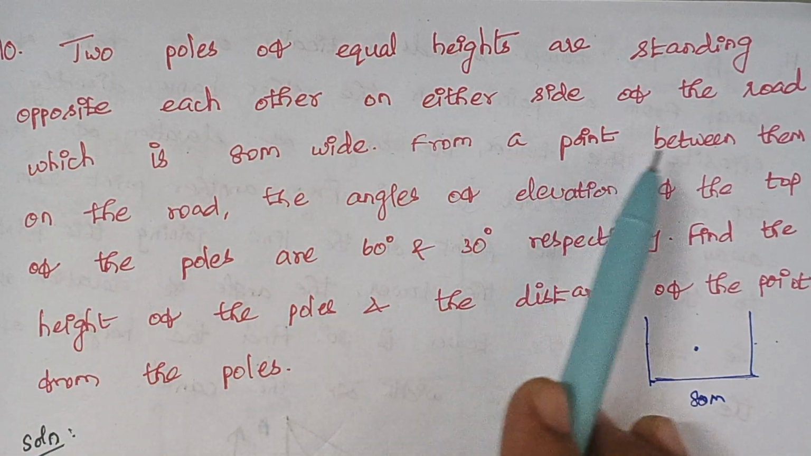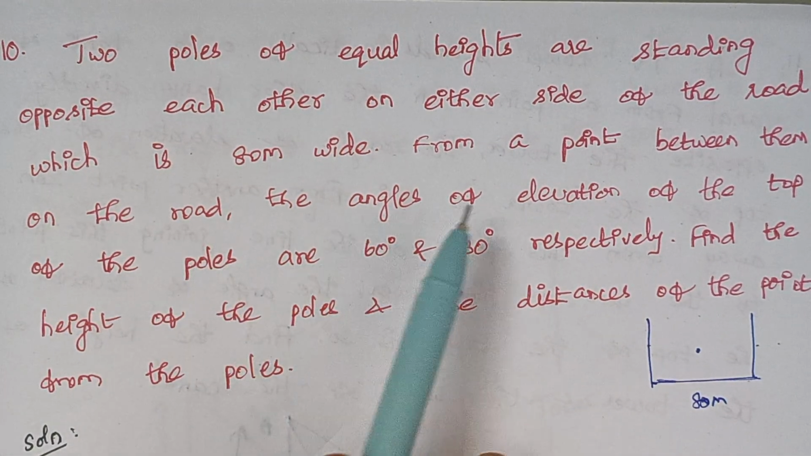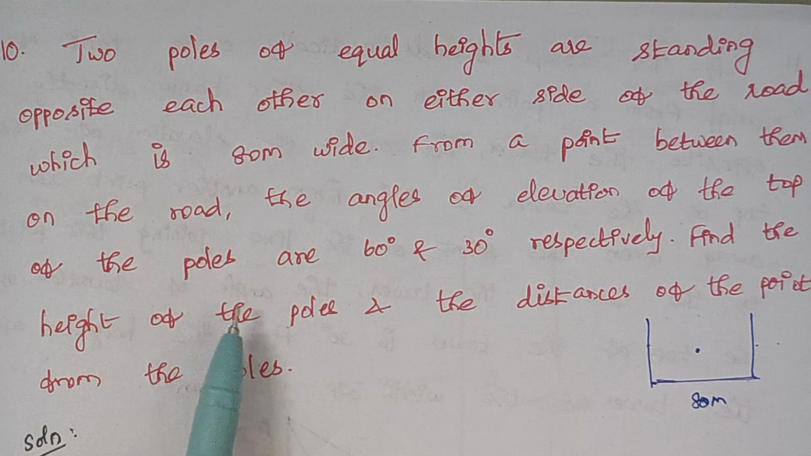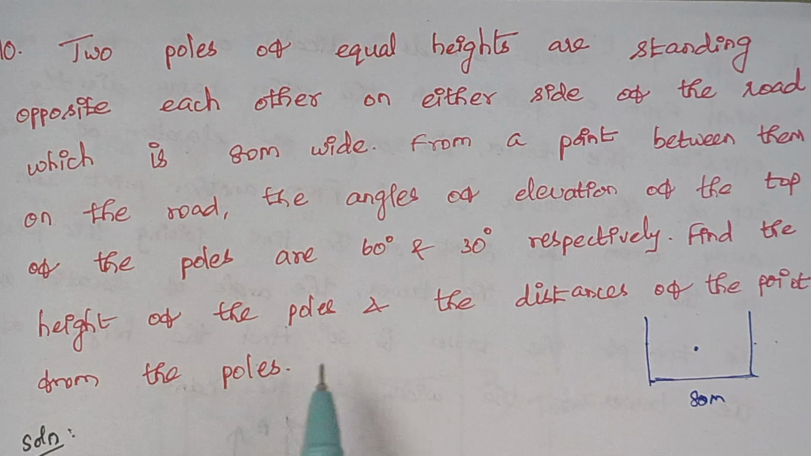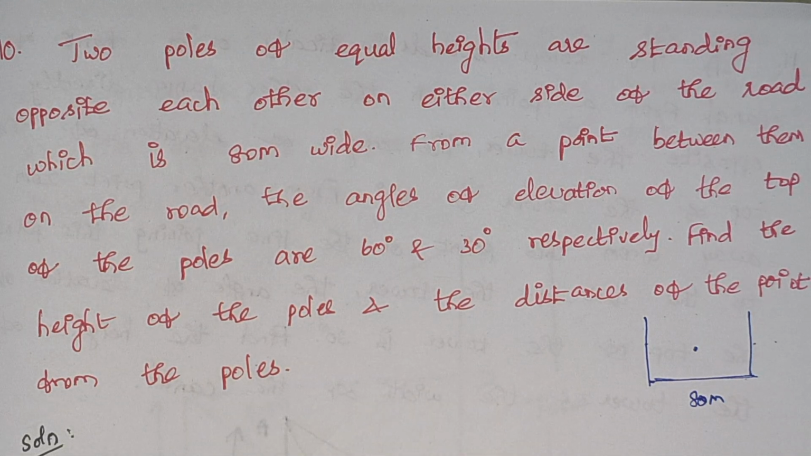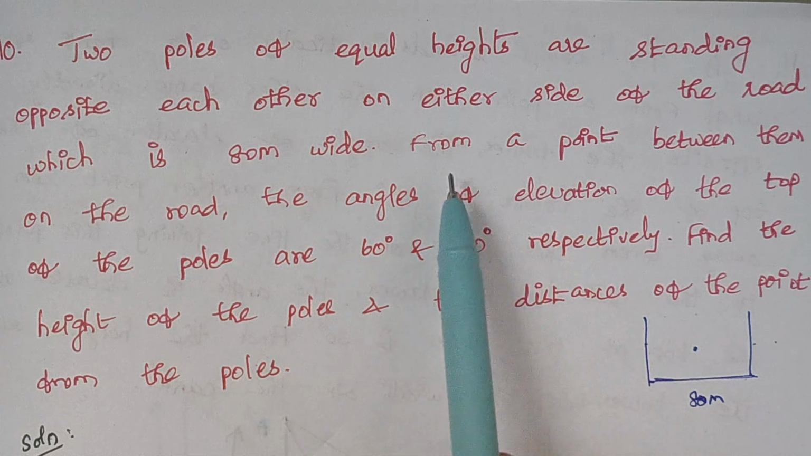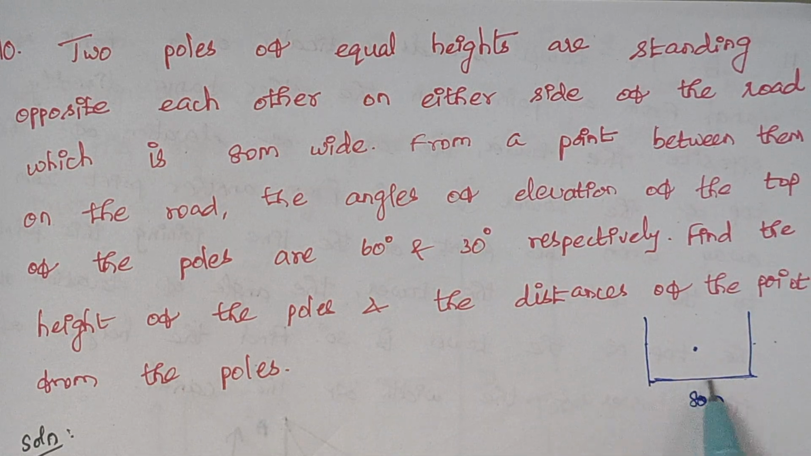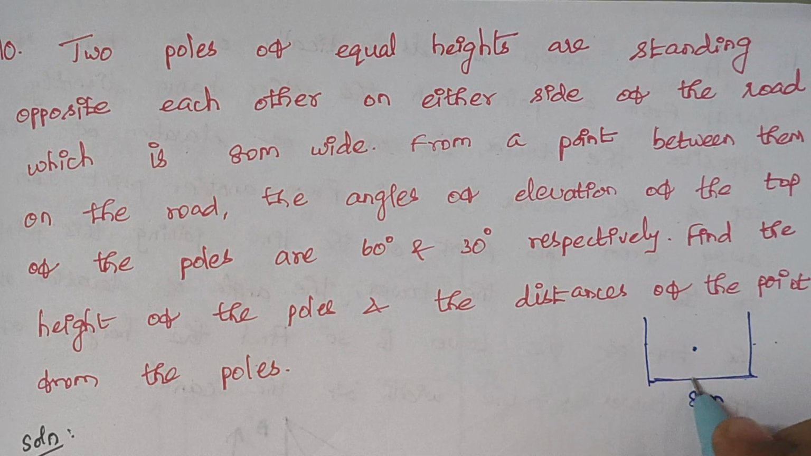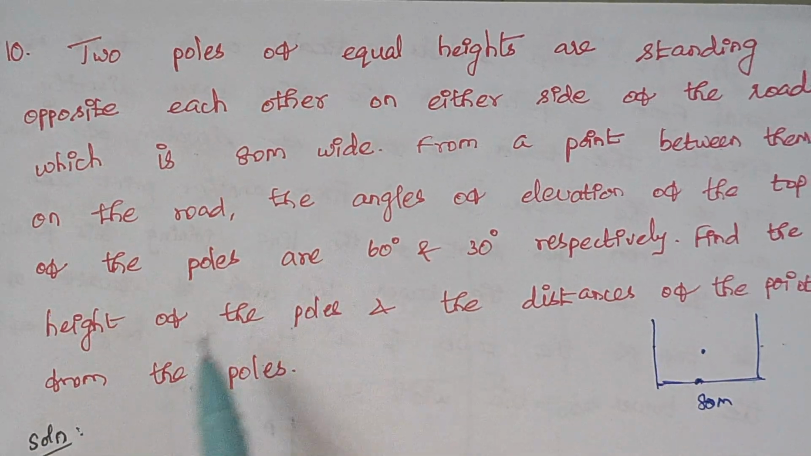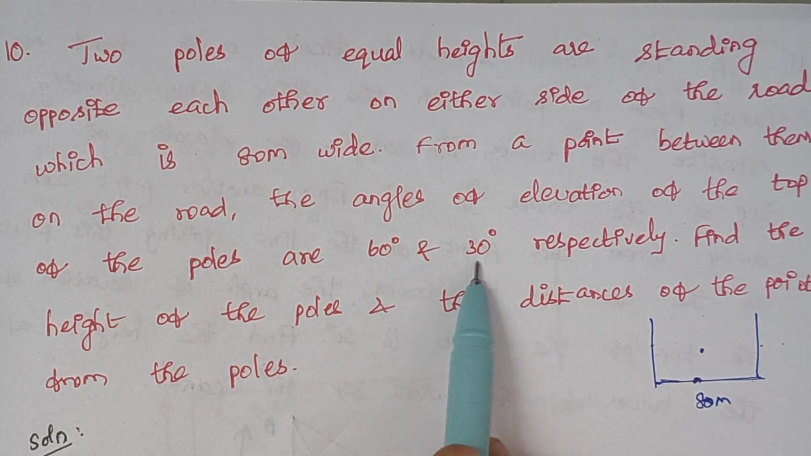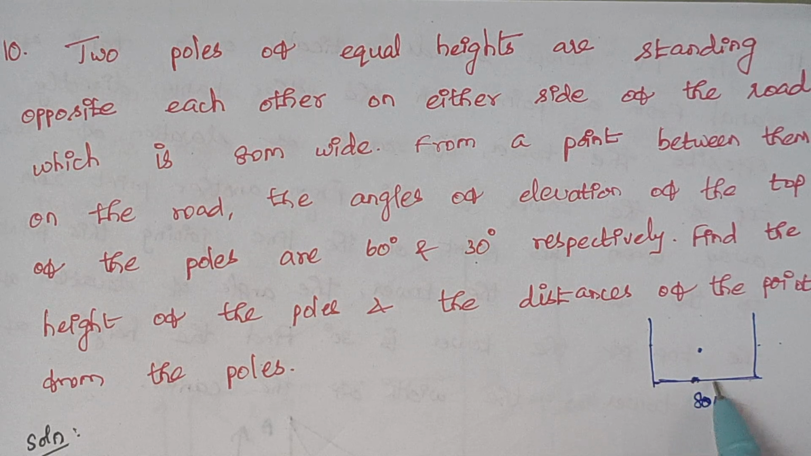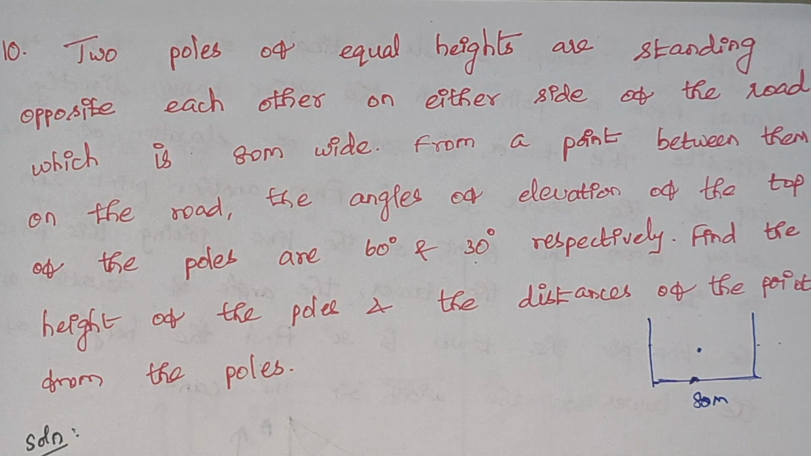Now from a point between them on the road, the angles of elevation of the top of the poles are 60 degree and 30 degree respectively. So find the height of the poles and distances of the point from the poles. So here the thing is, that is a point between the road. We are having some point over here, let this be here. You see here the angles of elevation are not the same. One is 60 and one is 30. So never place the point at the midpoint, at the center. Either place on this side or place over here, not at the middle.